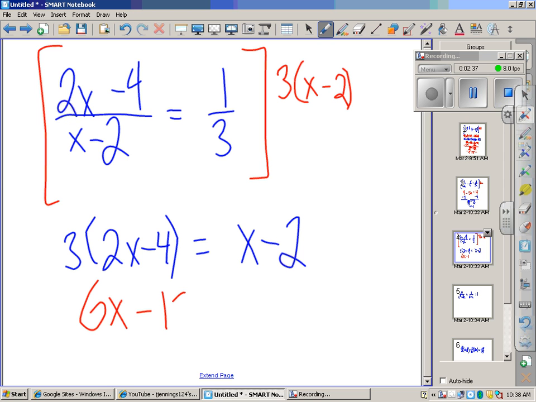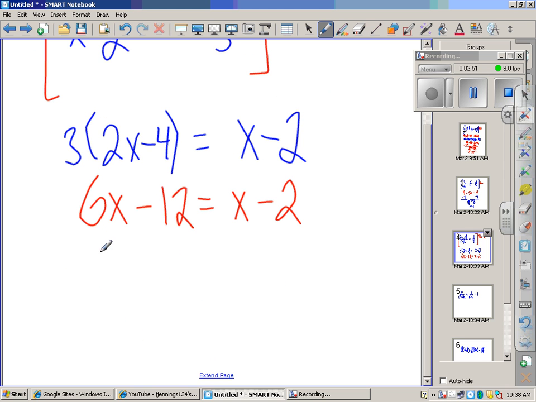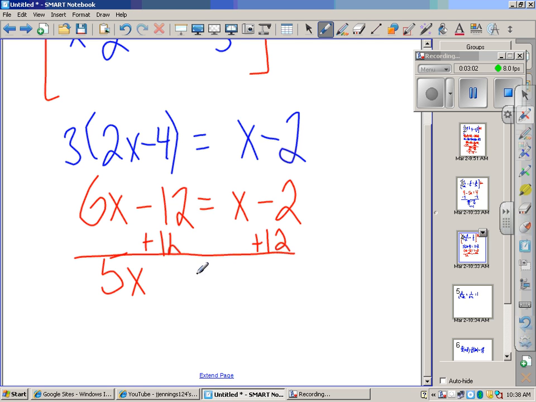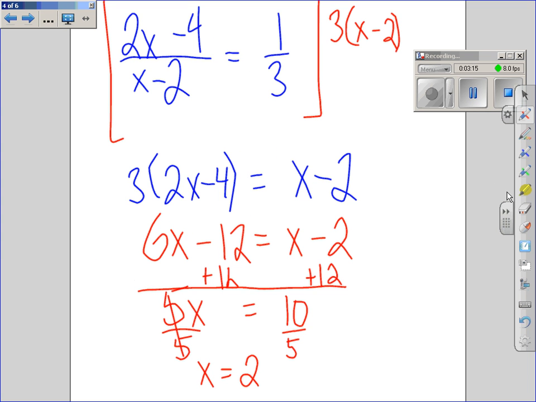We simplify this. 6x minus 12 equals x minus 2. We gather the x's on the left-hand side, so that's going to be 5x. We add 12 to the other side. So we get 5x equals 10. We divide by 5, divide by 5. X equals 2.